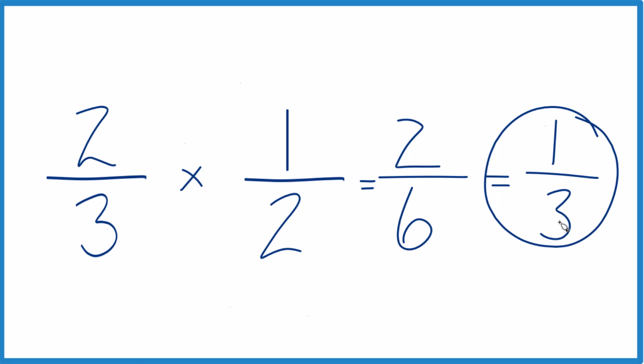And if you divide 1 by 3 on a calculator, you'll get 0.333, with the 3 just keeps repeating like we did before. This is Dr. B multiplying 2/3 times 1/2. The answer, 1/3.